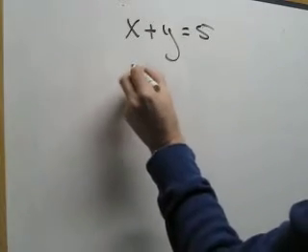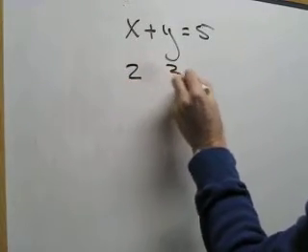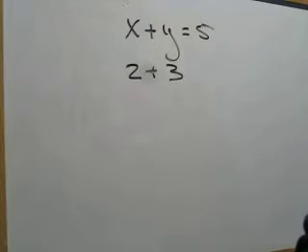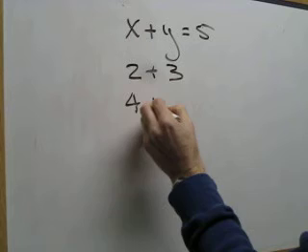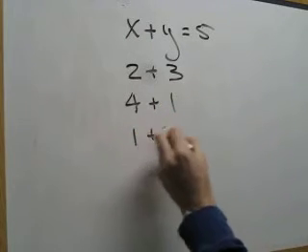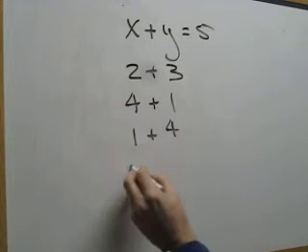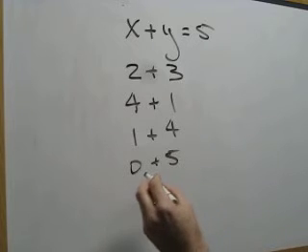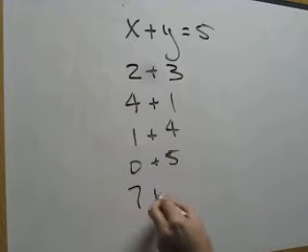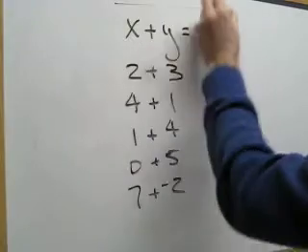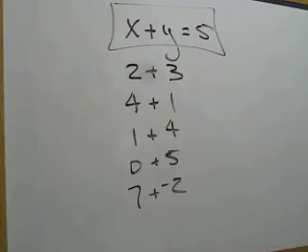Well, you could say that if we put a 2 in here and we put a 3 in here, 2 plus 3 equals 5. We could also put in here 4 plus 1. We could put in here 1 plus 4, 0 plus 5. We could put in here 7 plus negative 2. All of those numbers work to make x plus y equals 5 a true statement.